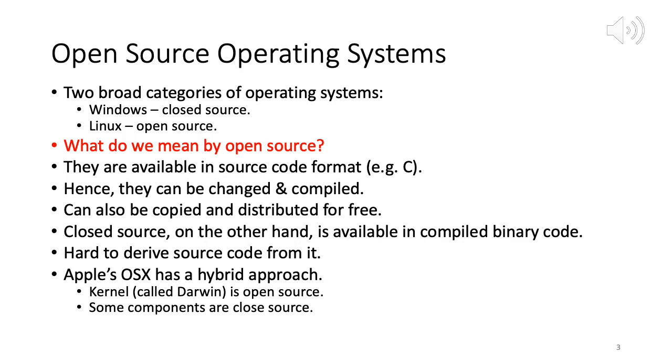And then you have operating systems in between. Apple's OS X has a hybrid approach, wherein some components are open source and some are closed source. Incidentally, the major component of Apple's OS X, which is the kernel, also named Darwin, is open source. Some components may be closed source, so maybe their camera software or their music software. The kernel is open source. So you can have different philosophies: open source, closed source, or something in between.